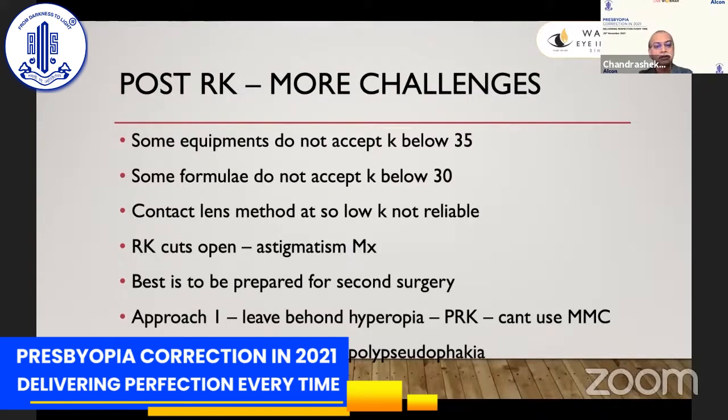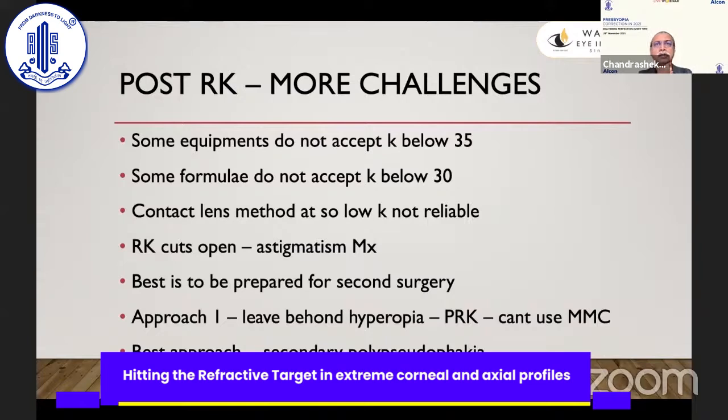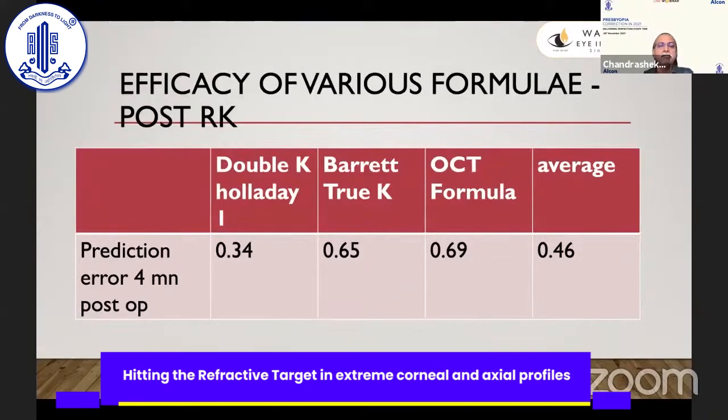Sometimes the RK cuts open during surgery and the astigmatism management goes for a toss. The previous approach was to leave behind hyperopia and then do PRK, so that with hyperopic PRK we would be shifting the K readings from 29, let's say, to 34, which will improve the quality of vision. But the problem is that because RK cuts can have a leakage of mitomycin C into the anterior chamber, we cannot use mitomycin C, and there are very high chances of regression. So the best method today is a secondary piggyback pseudophakia or the PVA lenses.